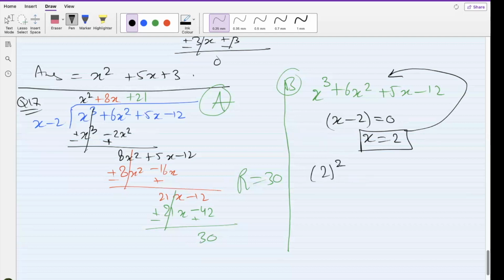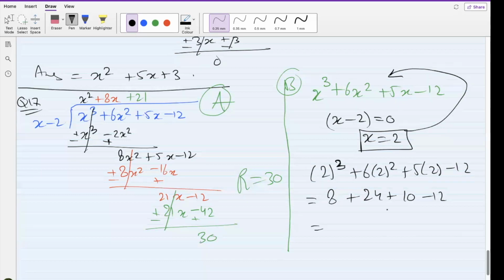So this is 2 cube plus 6 into 2 square plus 5 into 2 minus 12. 2 cube is 8. 2 2s are 4, 6 is 24. 5 2 times is 10, minus 12. So 8 plus 24 plus 10 minus 12, I'm doing it on calculator, is 30. So you see, we get the same remainder.